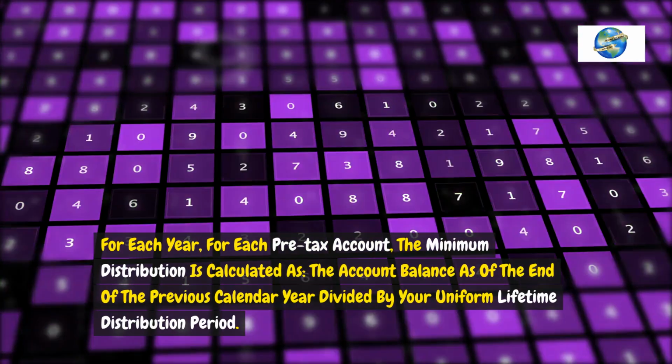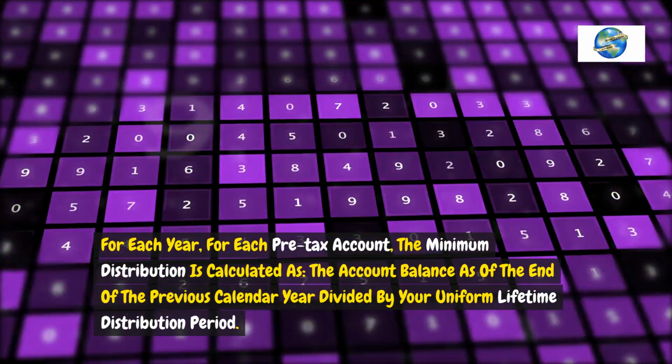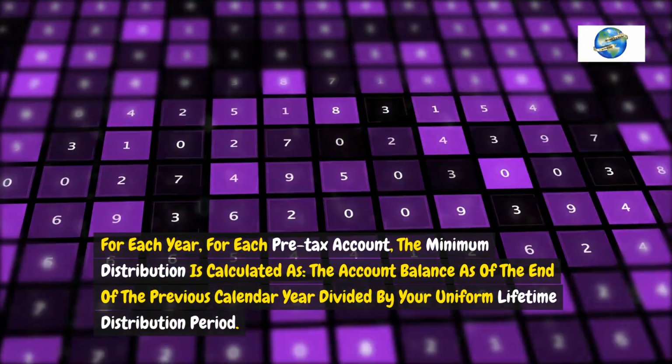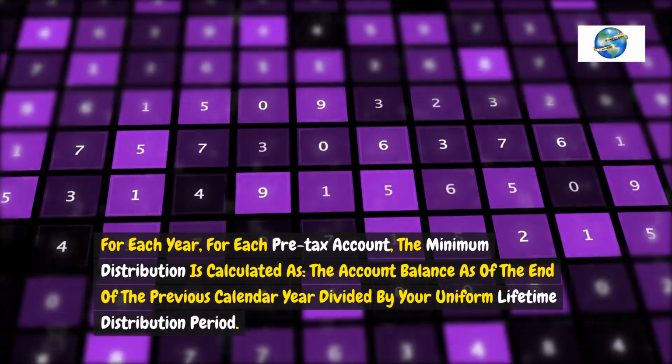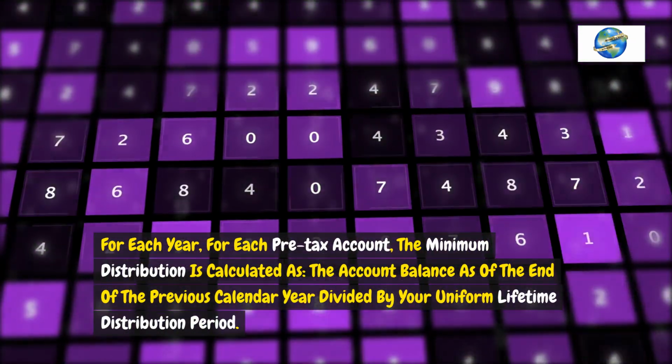For each year, for each pre-tax account, the minimum distribution is calculated as the account balance as of the end of the previous calendar year divided by your uniform lifetime distribution period.